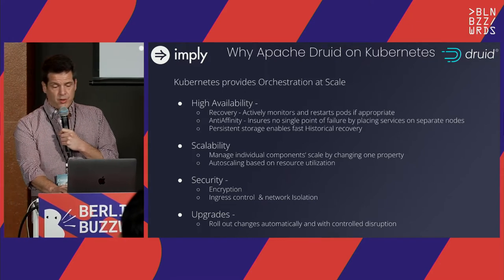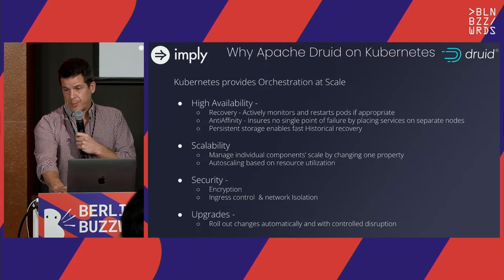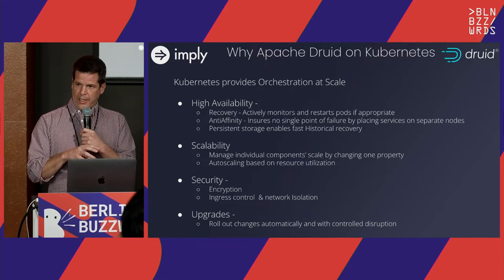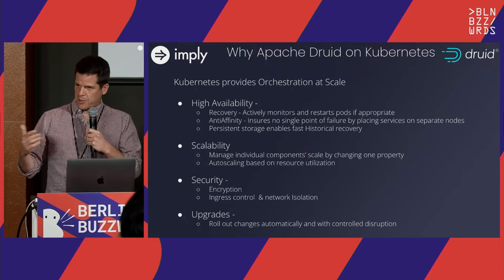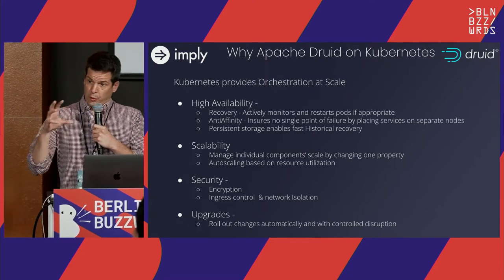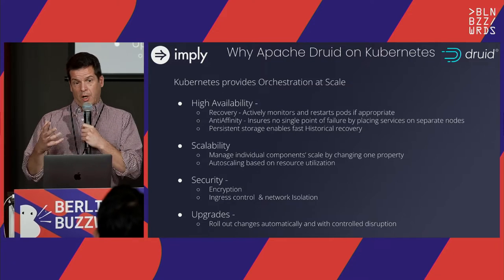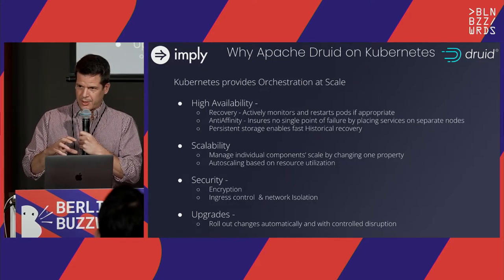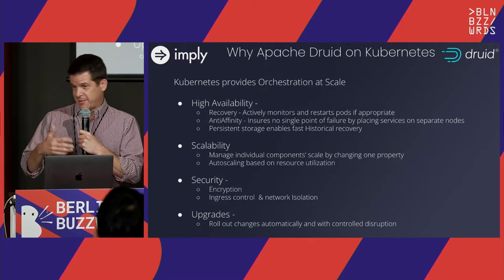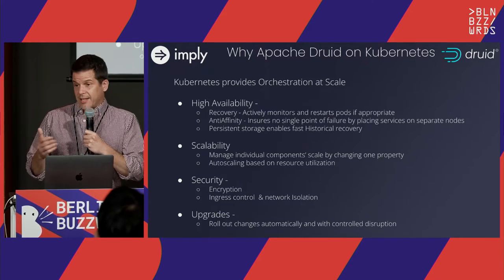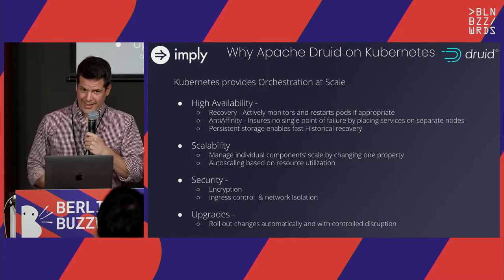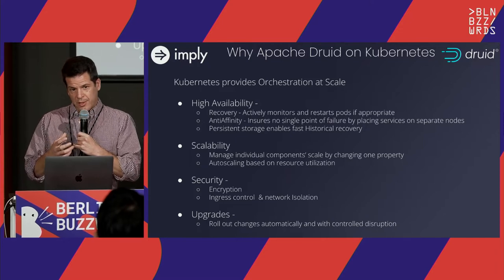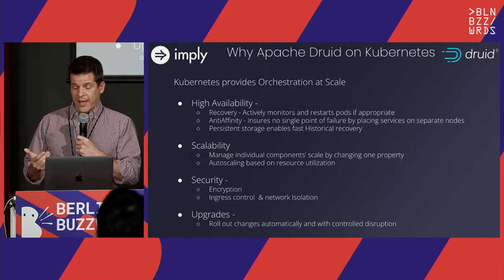It also provides persistent storage for the historicals in particular, because, like I mentioned, historicals load data to their local cache. In normal implementations outside of Kubernetes, if you lose one of these nodes, you have to restart it. And if you don't have the segment data already in the local storage, you have to reload it from S3 or from HDFS. That takes time, so Kubernetes helps there by giving it persistent storage. It restarts a container and brings it along with its persistent storage, so the recovery of a historical is way faster.